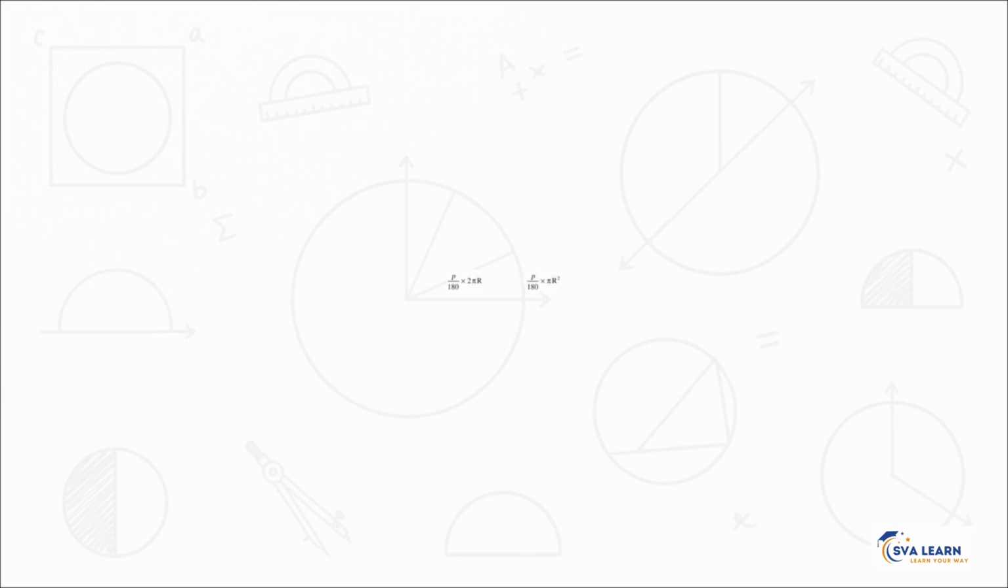Notice how the base fraction, representing the angle out of 360 degrees, is literally identical. The only difference? For the arc length, think of it as the crust of the pizza. You multiply by the circumference. For the sector area, the whole slice, you multiply by the area of the circle. Memorizing this visual symmetry, it's a lifesaver. It completely prevents exam panic.